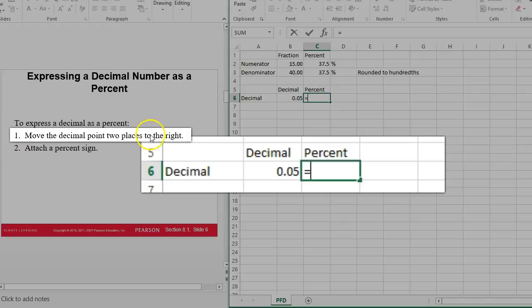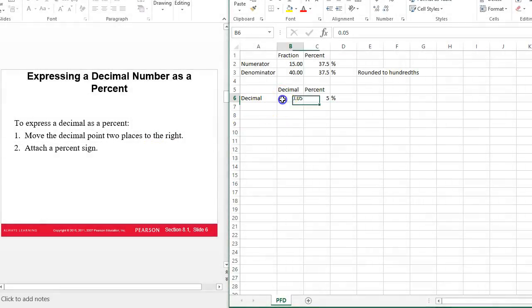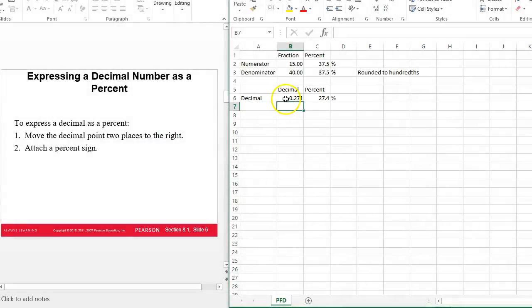Move the decimal point 2 places to the right. That's equivalent to taking this decimal, so click the decimal times 100. Alright, so that's 5, and then add a percent sign. Percent. Okay, so what if I have something like 0.274, or 27.4%. Okay, I can type in any decimal I want to in that cell.